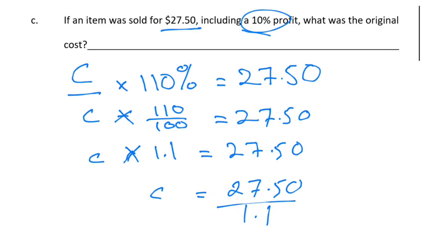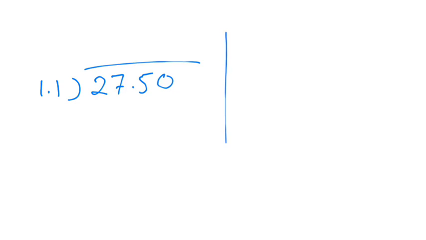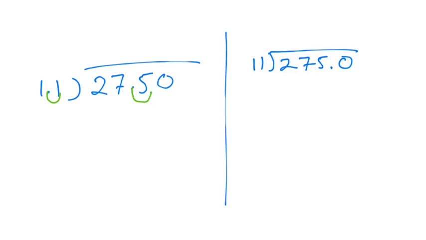So now I need to do a little bit of division. So I'm going to do $27.50 and I want to divide that by 1.1. So to make this easier, and the answer is going to come out the same, I'm going to move this decimal place over one space, which means I move that decimal place over one space. So this becomes 11 divided into 275.0. So now let's do this division.